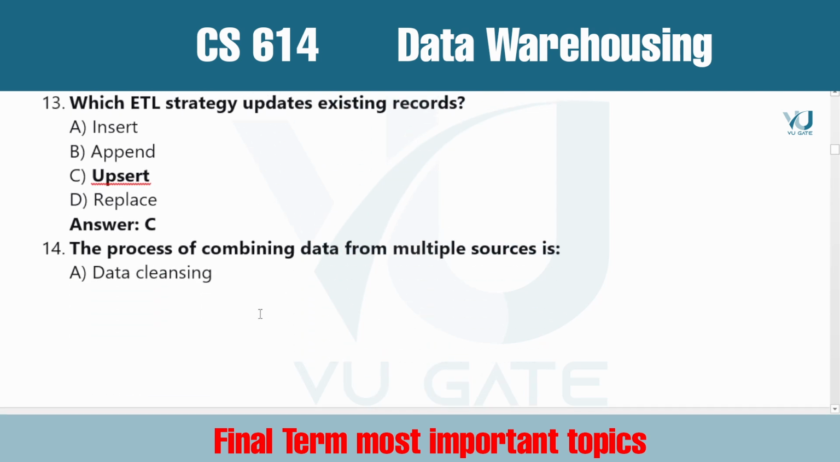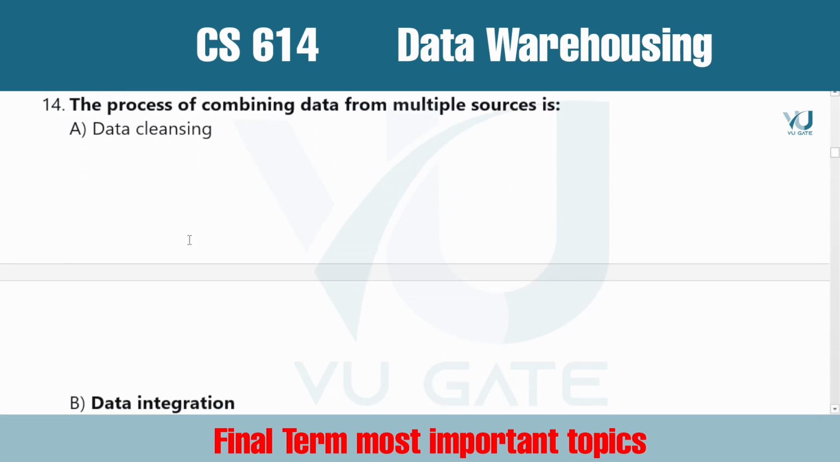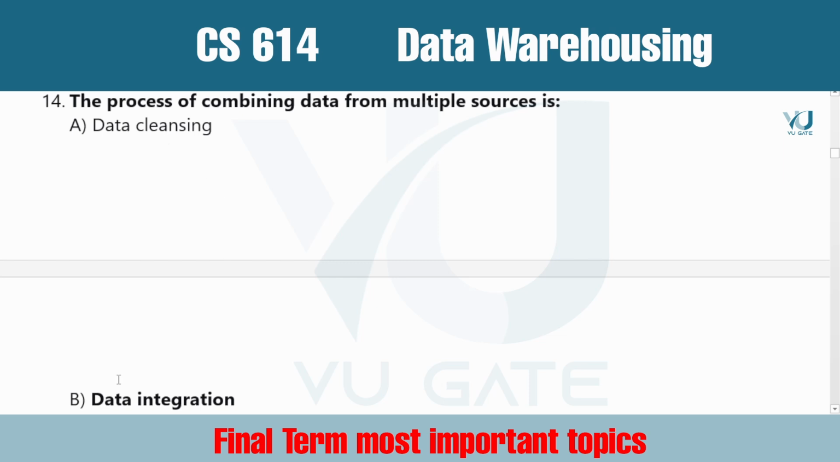Question 13. Which ETL strategy updates existing records? The correct answer is option C, upsert. Question 14. The process of combining data from multiple sources is. The correct answer is option B, data integration.